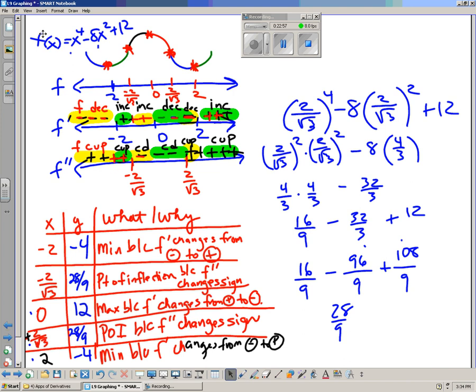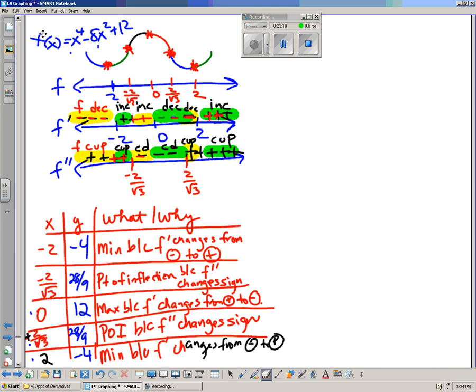And in class, I kind of just told the class about the 28 over 9. I'm not that interested that you can do the arithmetic. I'm more interested in the concepts here because there's a lot going on. So I want to erase this and just talk through it, because now we're going to graph this thing.